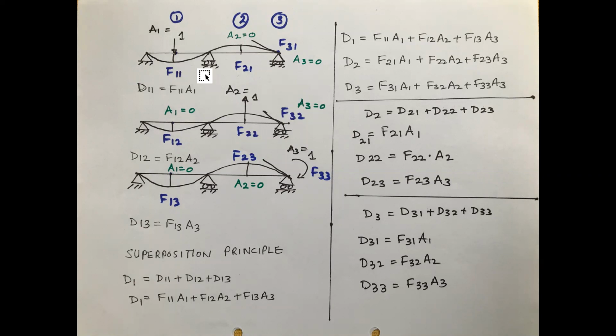And at the same time, we also want to use the superposition principle. Suppose now I want the total deflection here at 1 because of action A1, because of action A2, and because of action A3. I end up adding these equations. So you can see here, this D1 total deflection at 1 is D11 plus D12 plus D13. You expand this in the form of flexibility coefficients: D1 is equal to F11 times A1 plus F12 times A2 plus F13 times A3.